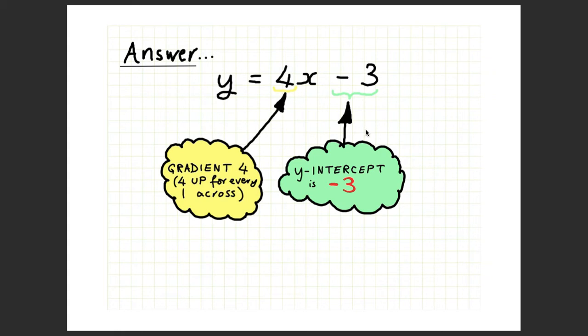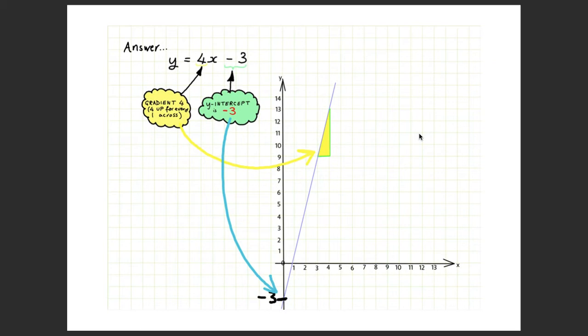And then the intercept is minus 3. The minus 3 is telling us that it's going to cut at minus 3 on the vertical axis. So that's what it's going to look like, cutting at minus 3 on the vertical axis. And then for every 1 across, it's going 4 up.